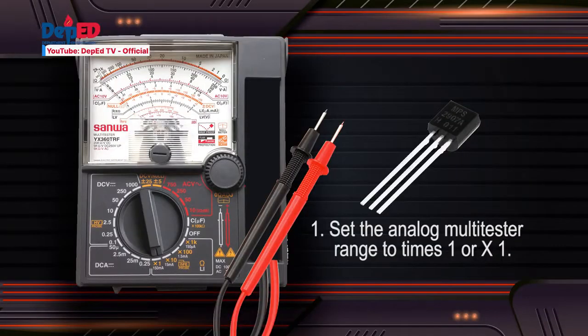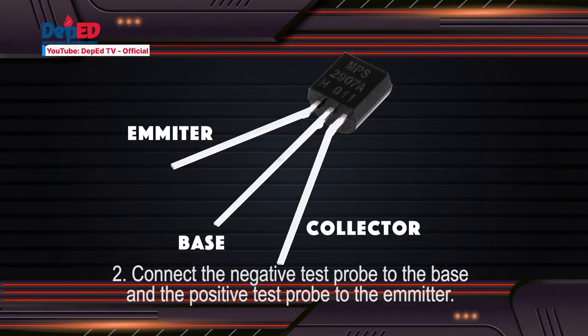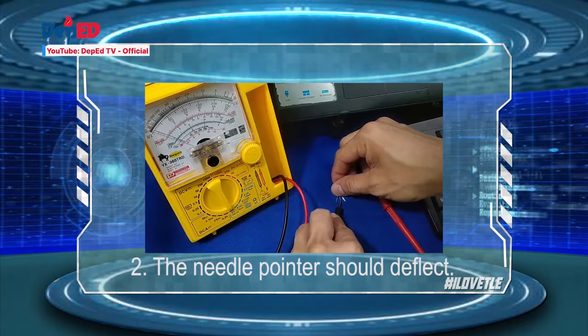Step 1. Set the analog multitester range to x1. Step 2. Connect the negative test probe to the base and the positive test probe to the emitter. The needle pointer should deflect.